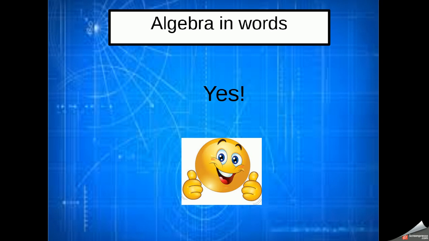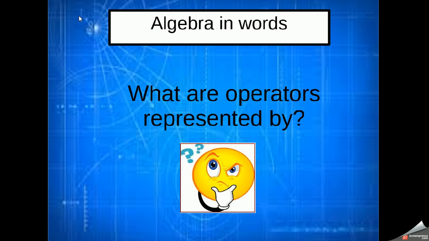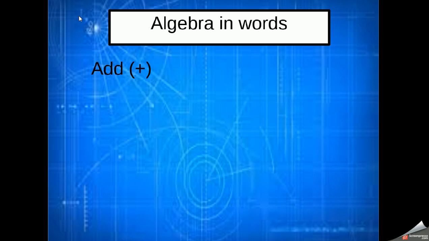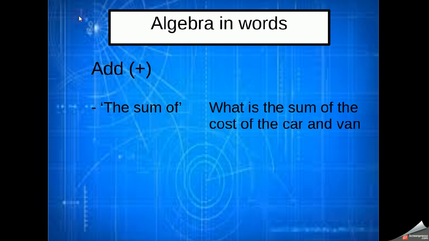So, for instance, if I had 5 oranges and 6 apples, the oranges are one variable, the apples are the other variable. But working out whether it's plus, minus, divide, or times can be a little trickier. So this video has put a little vocabulary list together to show you which words tend to represent which operators. So let's have a look at addition first.